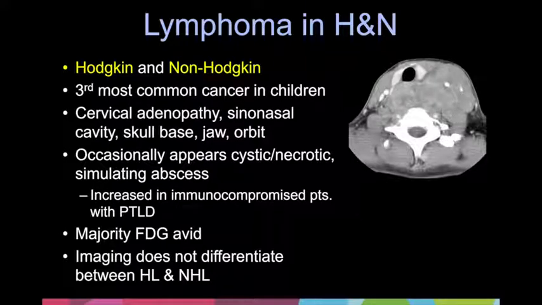On occasion, lymphoma nodes in the neck, similar to those in the abdomen, may be hypoechoic and hypoenhancing, simulating an abscess. Overall, this is uncommon in immunocompetent patients, but can be seen in up to 50% of immunocompromised patients with post-transplant lymphoproliferative disease. The majority of lymphomas are FDG-avid, and in general, imaging cannot differentiate Hodgkin lymphoma from non-Hodgkin lymphoma, although location and age can give us some idea about one versus the other.